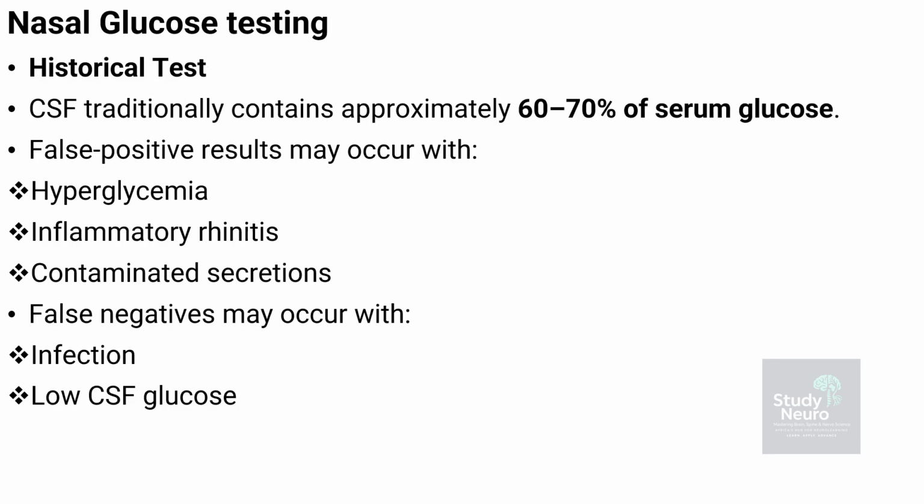Nasal glucose testing is a historical approach based on the relatively high glucose concentration normally present in cerebrospinal fluid. However, its specificity is poor. Hyperglycemia, inflammatory rhinitis, and contaminated secretions can produce false positive results, while infection or low cerebrospinal fluid glucose can produce false negatives. For these reasons, nasal glucose is no longer considered a reliable confirmatory test. Modern diagnosis relies primarily on more specific biochemical markers, such as beta-2 transferrin and beta-trace protein.